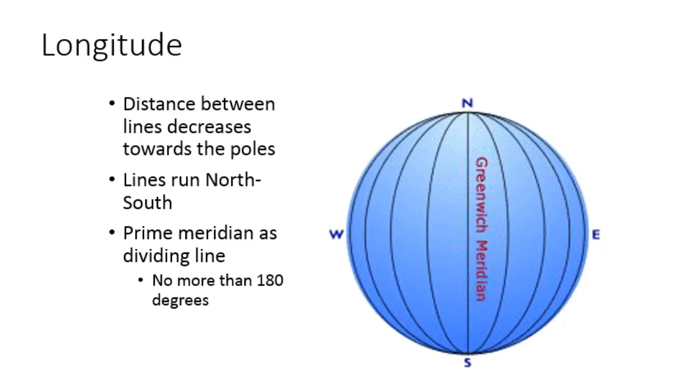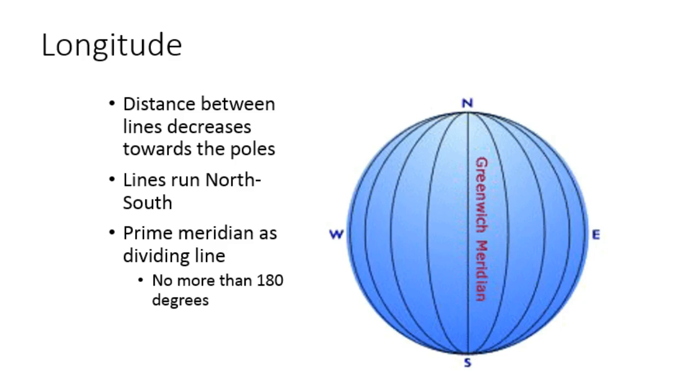With longitude, these lines run north and south. The prime meridian is again that dividing line. It's also sometimes called the Greenwich meridian since it runs through Greenwich, England. And all lines are going to be designated as east or west of this line. At 180 degrees, as we discussed previously, is the international date line. So all lines of longitude are going to run between 0, which is the prime meridian, and 180 degrees. They'll never exceed 180 degrees.